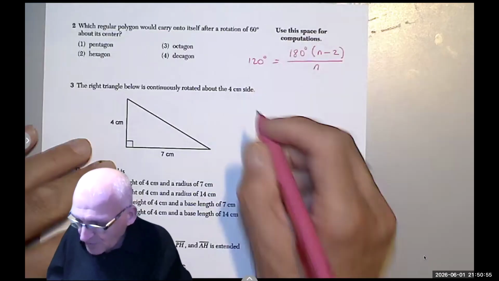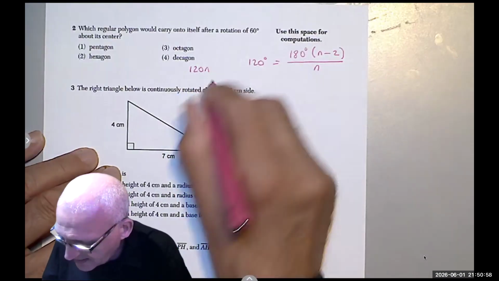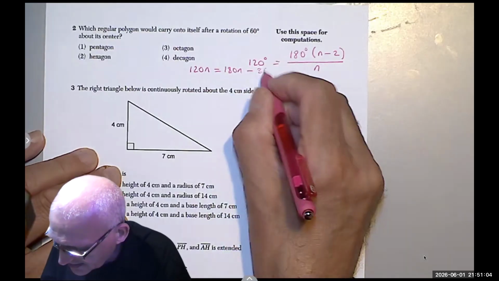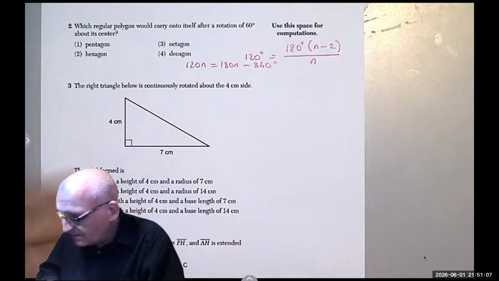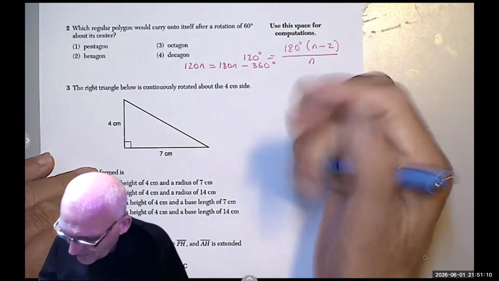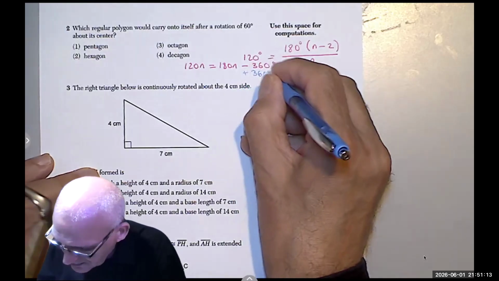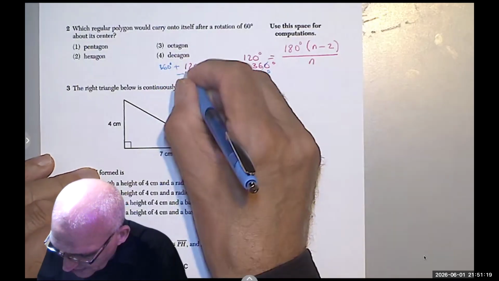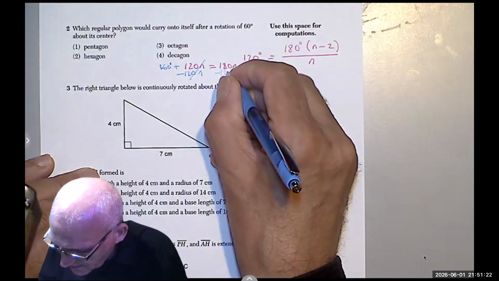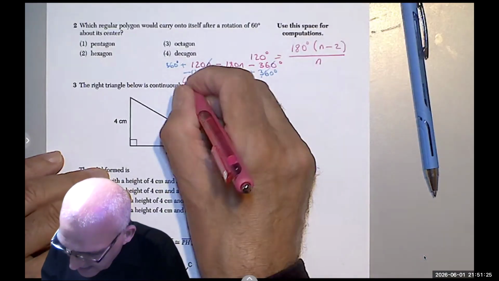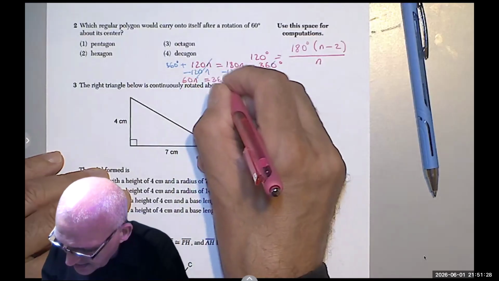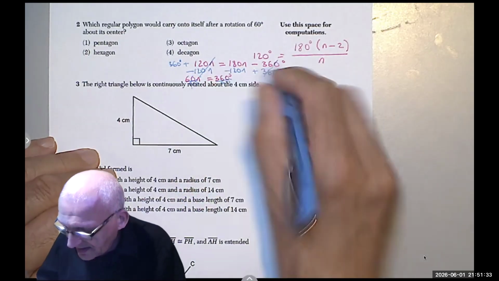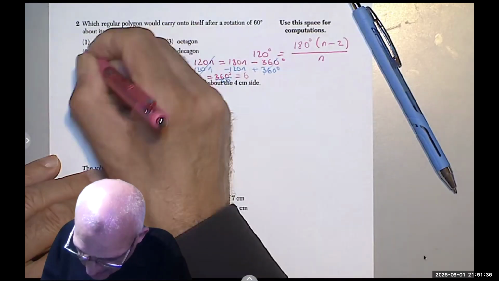Now, if we multiply both sides by n, you get 120n equals 180n minus 360. Then you add 360 to both sides, and then you subtract 120n from both sides. So you get 60n equals 360 degrees. You divide both sides by 60, so you get n equals 6. So it's a hexagon, number 2.